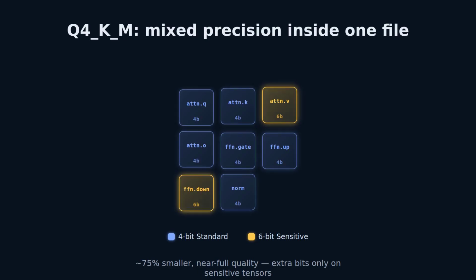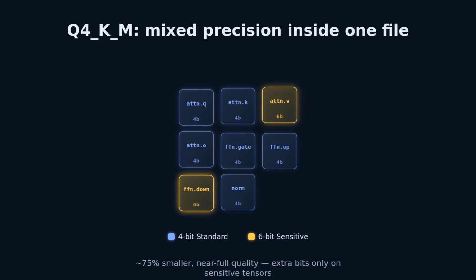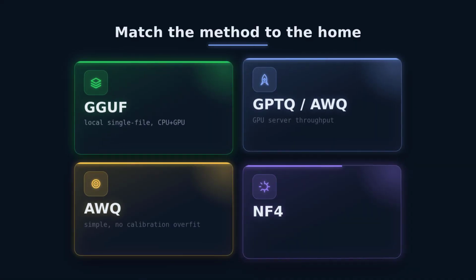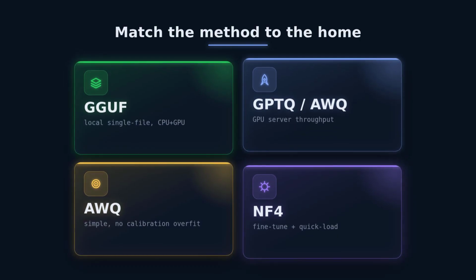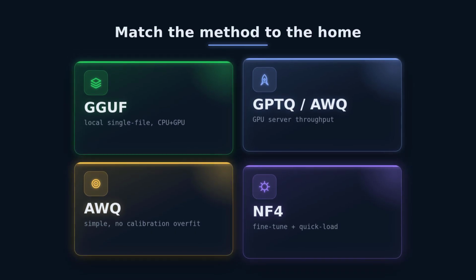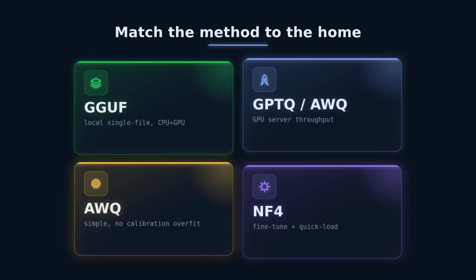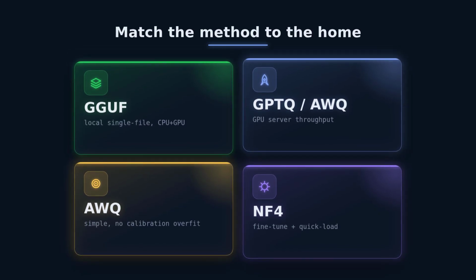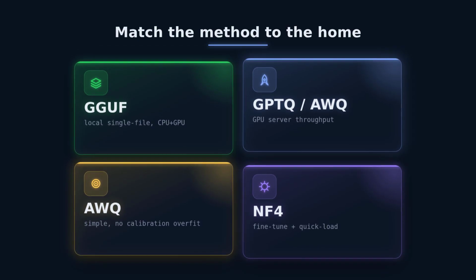But one more thing, the same bit budget can ship in very different file formats, and the format you pick decides where a model can actually run. They don't just differ in cleverness, they live in different worlds, and matching the method to your goal saves a lot of pain. The single file local format is the friendliest. One file runs across processor and graphics card together, and it's what the popular desktop runners use out of the box. The server-oriented formats are built for a different job, squeezing maximum throughput out of a graphics card when you're serving many requests at once.